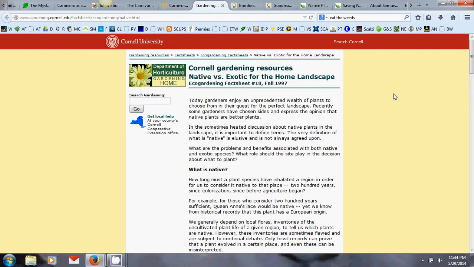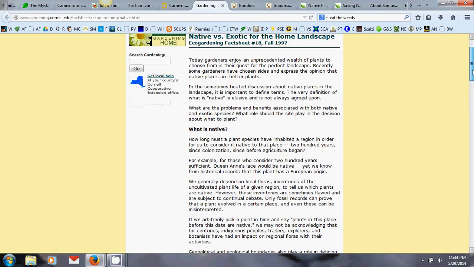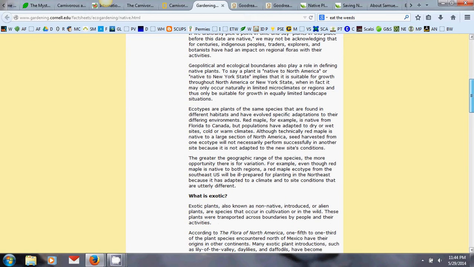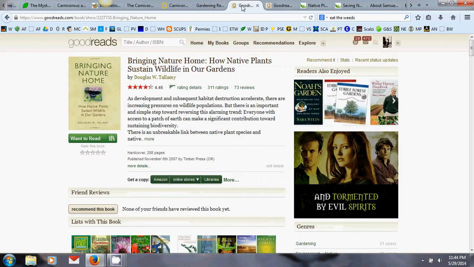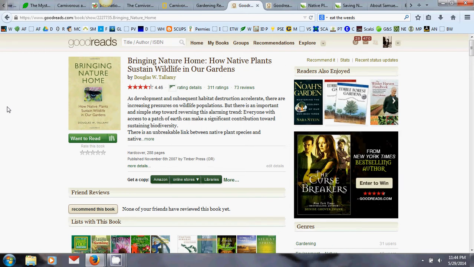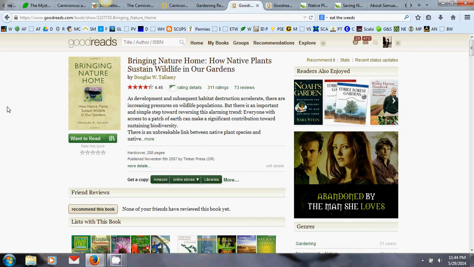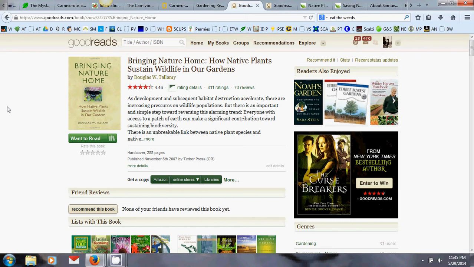But if you need some definition of what native plants are, here's What's Native versus What's Exotic by Cornell. It looks like their extension service. So this is a good article to get started with, but then I recommend reading two books that I don't think are actually exclusive of each other, except that I know that in Bringing Nature Home, the argument is to be a native plant purist, but I think that there's a lot of information in Bringing Nature Home about how to build your ecology in your landscape that's relevant even if you decide that you're not going to exclusively plant native plants.